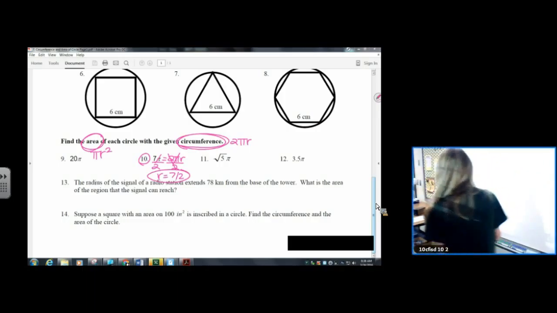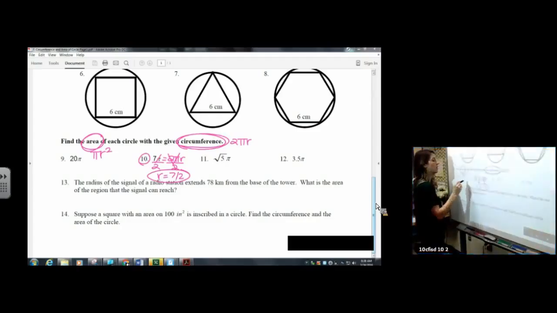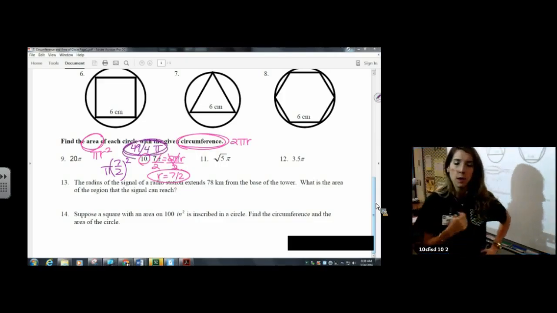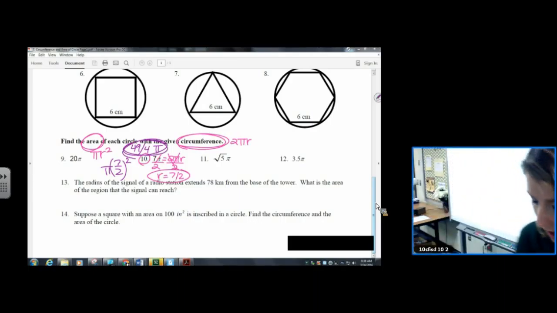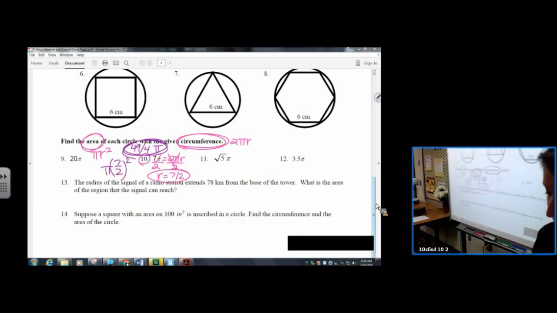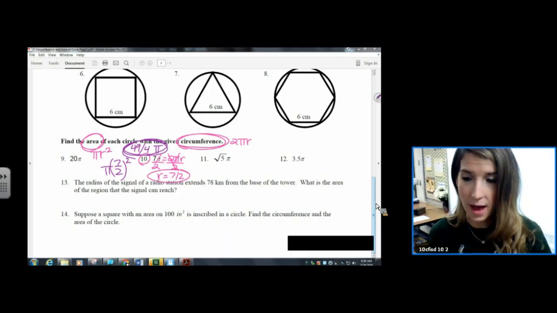Okay, now I go to my formula for area of a circle, pi r squared. So I take 7 squared, 49. I take 2 squared, 4. And then it's still being multiplied by pi. So 49/4 pi is the answer. If you write it as a decimal, it would be 12.25 pi. So the 49 came from the 7 squared.